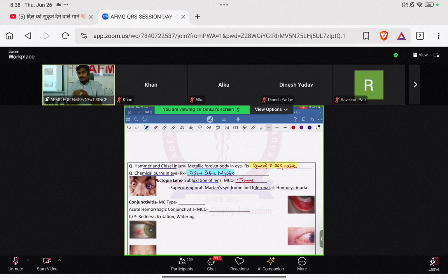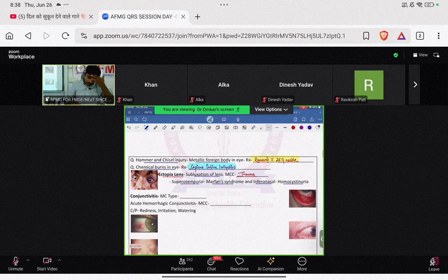What is the cause of homocystinuria? Deficiency of cystathionine beta synthase. So a deficiency of CBS, known as cystathionine beta synthase, or deficiency of vitamins B6, B9, B12. 6, 9, 12. Remember, either deficiency of the CBS enzyme or deficiency of vitamin B6, B9 and B12. These are the causes of homocystinuria. That is what is important.